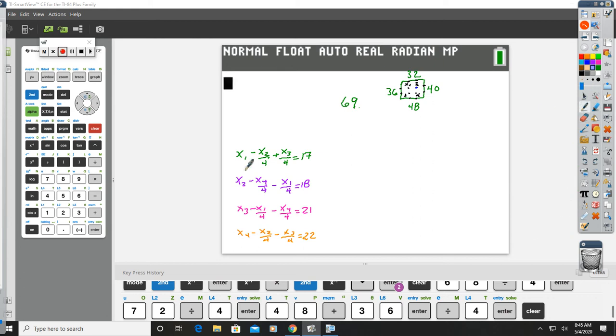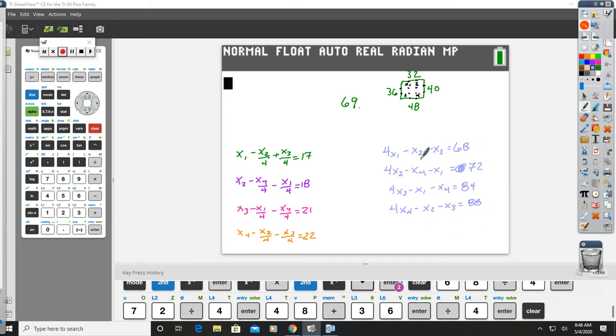I'm doing this for the first time with you, so I'm multiplying this all by 4 to get rid of that decimal. So it becomes 4x1 minus x2 plus x3 equals 4 times 17, which is 68. Multiply all this by 4, that becomes 4x2 minus x4 minus x1 equals, not 18, 72. And 4x3 minus x1 minus x4 equals 84. And then 4x4 minus x2 minus x3 equals 88.